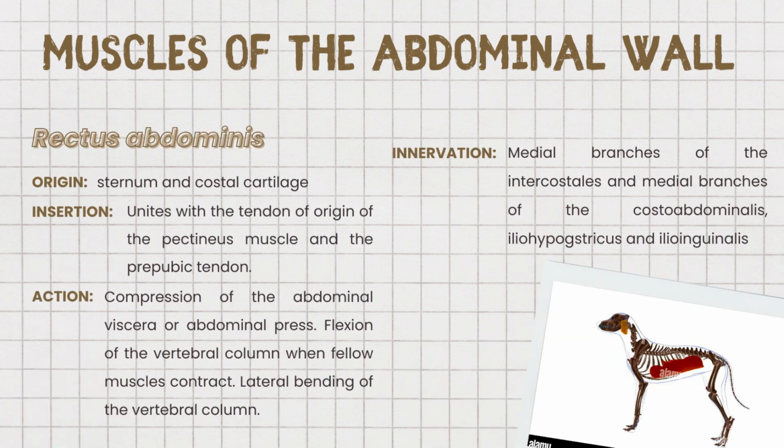Next, we have the rectus abdominis. The rectus abdominis originates from the sternum and costal cartilage. It inserts to the costal cartilage down to the pecten of the pubis. Its action is also the same as the previous muscles: abdominal press such as expiration, urination, defecation, and parturition. Its innervation is also the same.